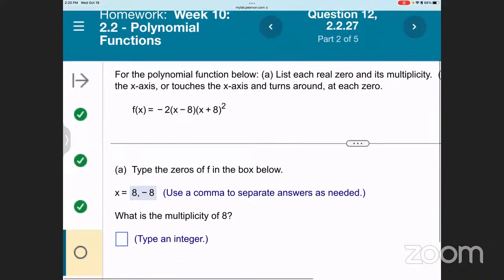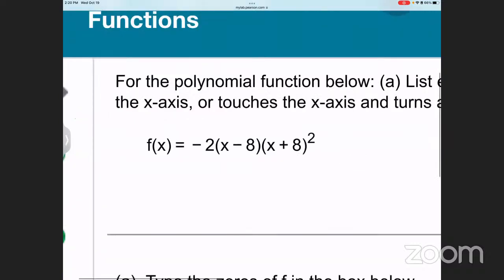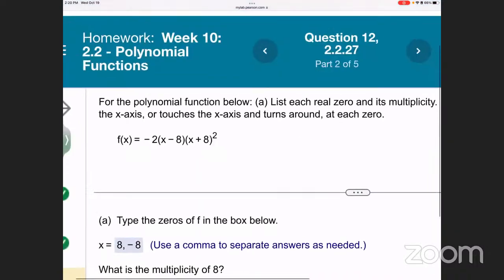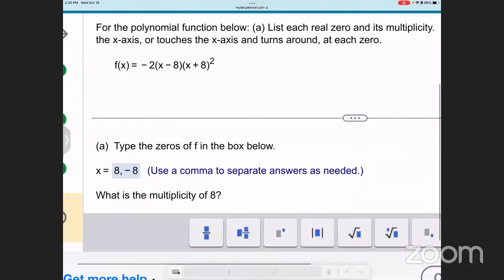So the multiplicity of 8 comes from the exponent, right? It comes from the exponent. So the 8 came from this middle one where we have the x minus 8. The power there is to the power of 1, right? There's an implied power of 1, so the multiplicity there is 1.